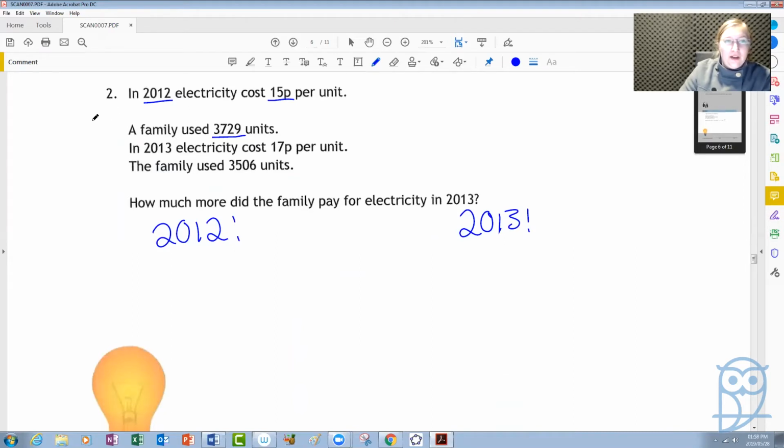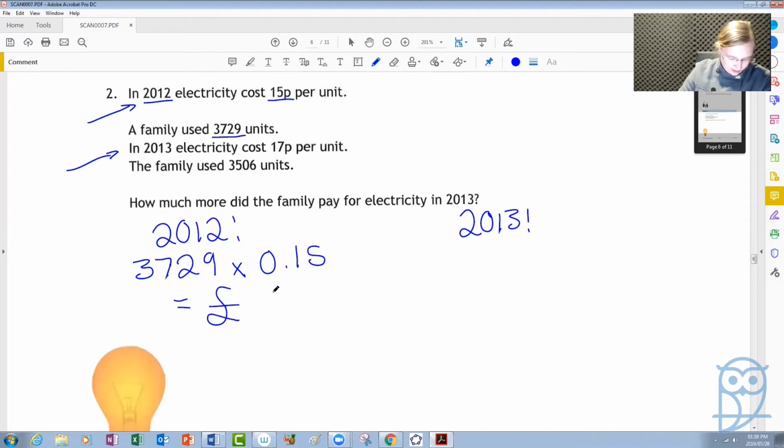Here we have 2 different years. We've got the price of electricity in 2012 and the price of electricity in 2013. So here it costs 15p per unit, and the family used 3,729 units. So we have 3,729, and it costs 15 pence per unit. So we have 0.15 pounds. So that gives us an answer of they spent £559.35 on electricity in 2012.